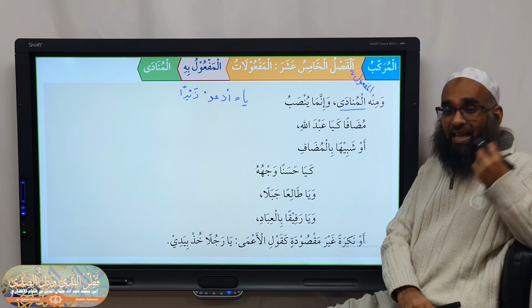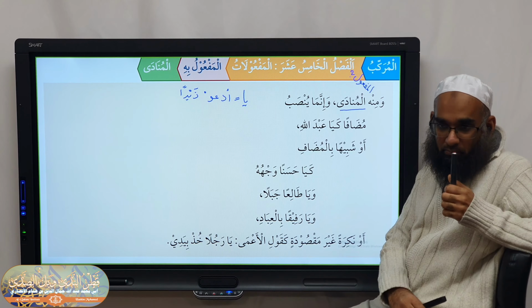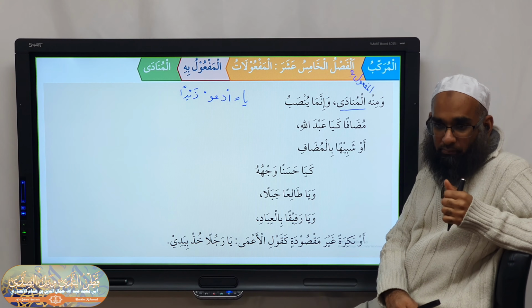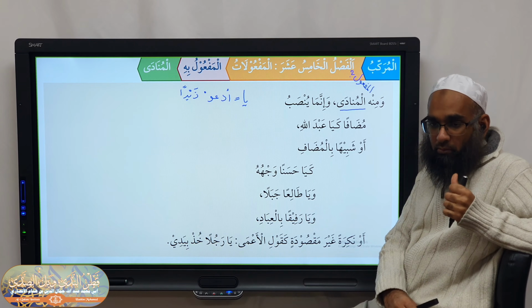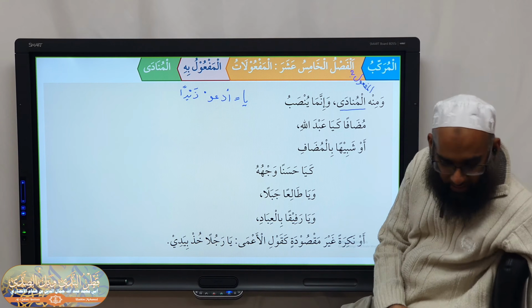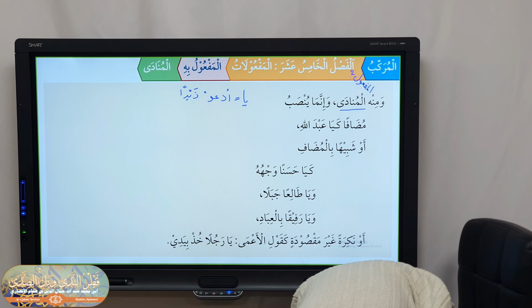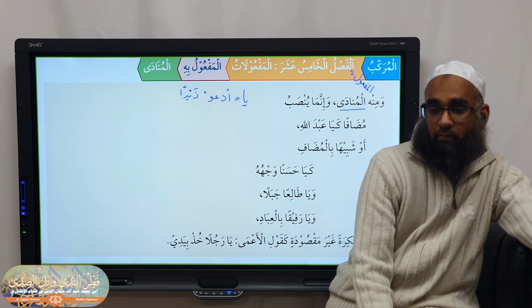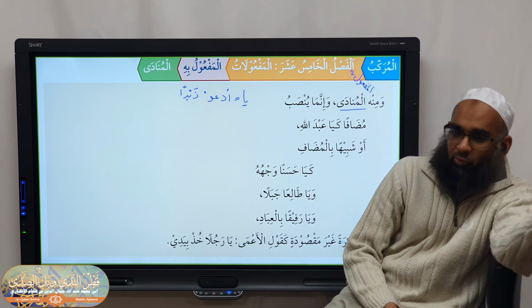So a munada in essence is a maf'ul bihi. So is this talking about all the things which could become maf'ul bihi? No, he's just talking about the munada specifically, so that is where you bring the ahkam of munada. The maf'ul bihi is very simple: it is the object.